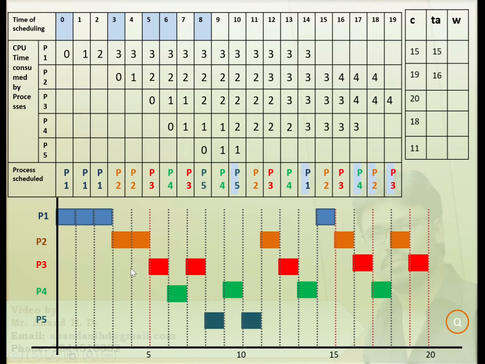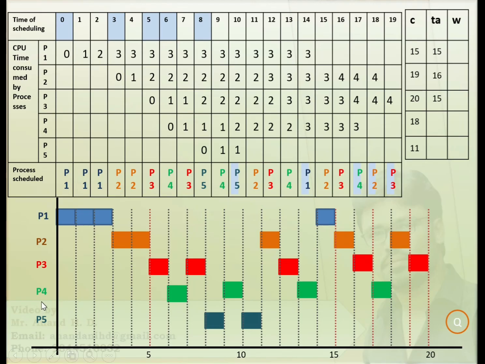For P3, service time is 1, 2, 3, 4 and 5 time units, which we can see from the timing diagram, and also it is given in the question. And what is the waiting time for process P3? 1, 2, 3, 4, 5, 6, 7, 8, 9 and 10. So a service time of 5 time units and a waiting time of 10 time units. 5 plus 10 is 15 time units. That is the turnaround time for process P3.